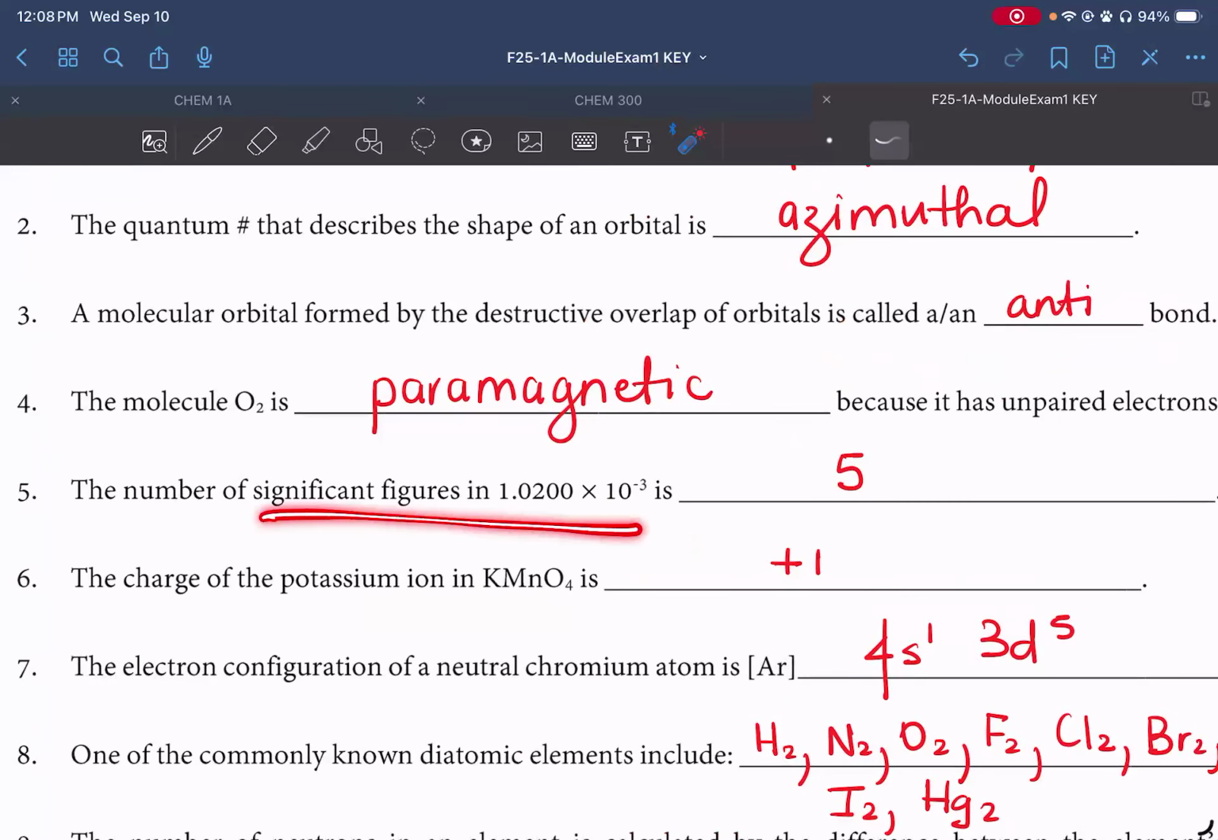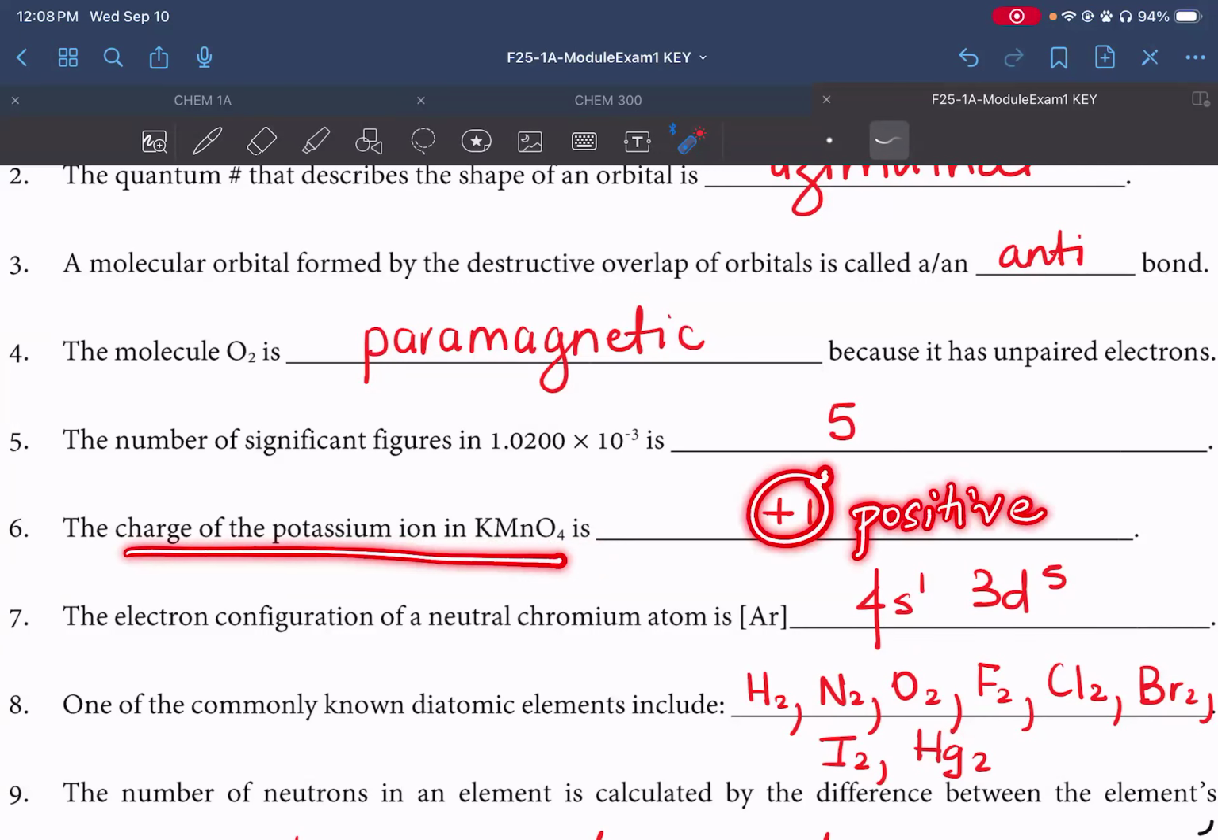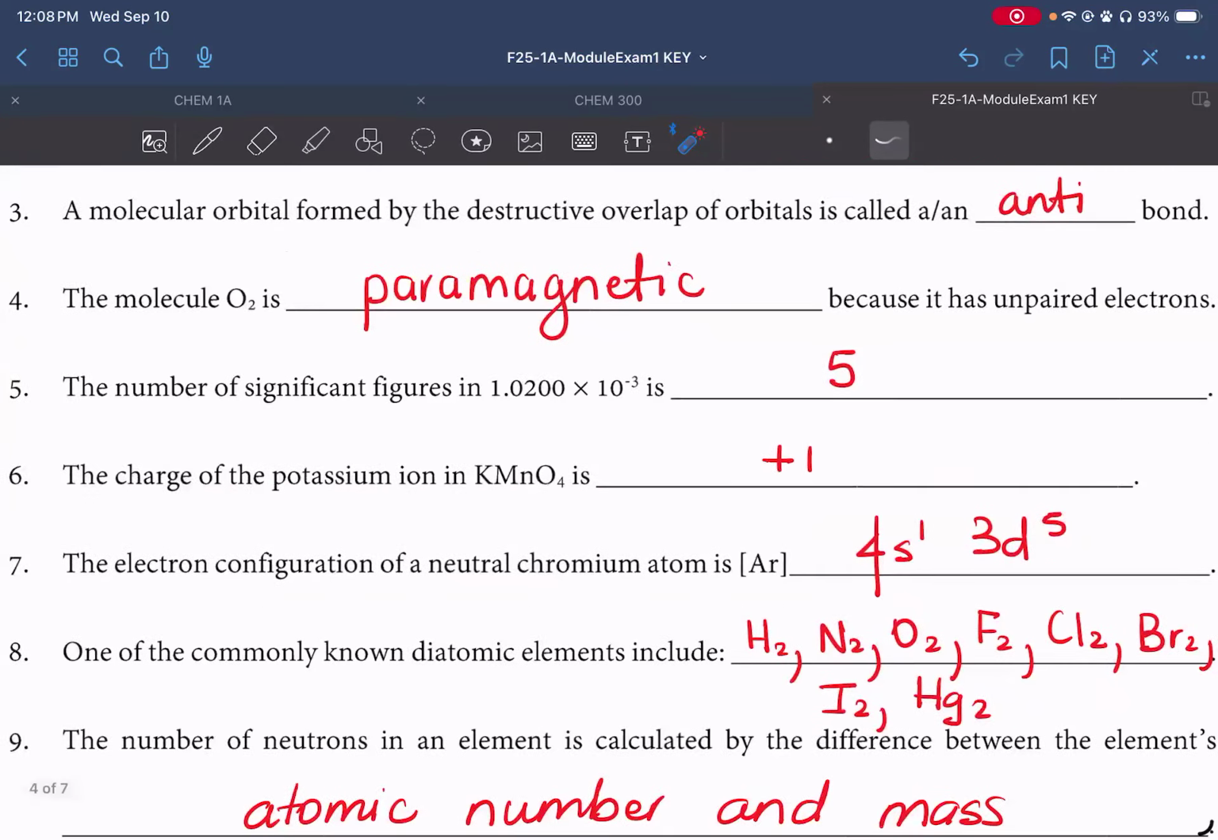Here, significant figures, this was a good performing question. 1, 2, 3, 4, 5. We don't include the exponents. The charge of the potassium ion. Okay, so for this one, I kind of bear some responsibility for not making the question clearer. A lot of people for a charge simply wrote positive. I, of course, was looking for +1. So if you simply wrote positive, then you would have gotten half credit.